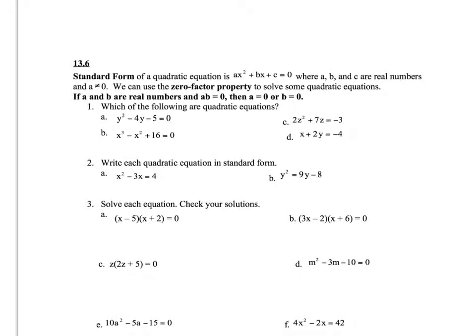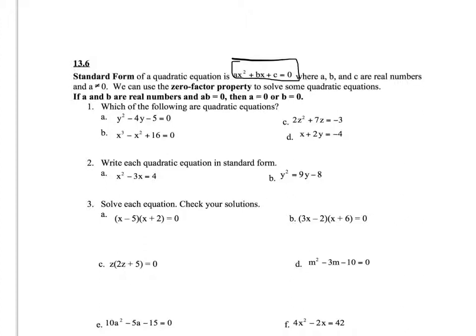Notice when we have standard form, it means that everything is on one side of the equal sign in descending order. That's why the a is in front of the x squared. It should be the first term we see. The b is in front of the x, the middle term. The c is the constant at the end. Make sure it is set equal to 0 before you solve.